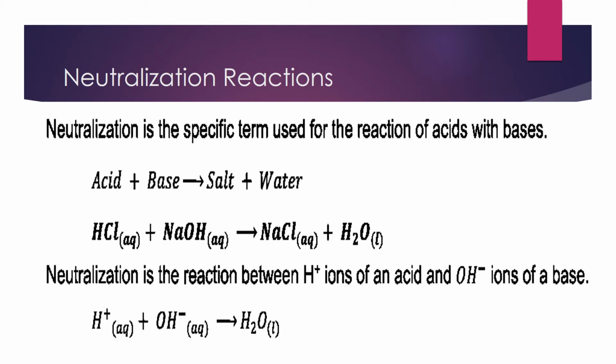As you have seen here, hydrogen chloride and sodium hydroxide react together and produce sodium chloride and water. How is this water formed? This water is formed by the reaction of hydrogen ions from the hydrogen chloride and hydroxide ions from the sodium hydroxide. When these hydrogen and hydroxide ions combine together, water is formed, and this specific reaction is called the neutralization reaction.